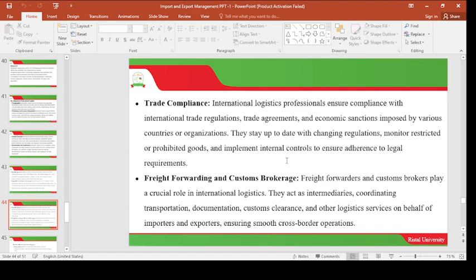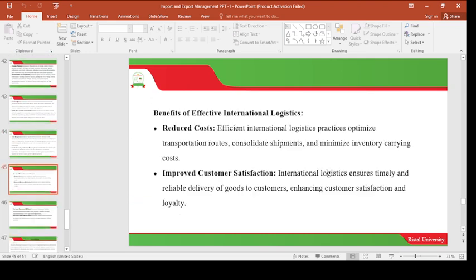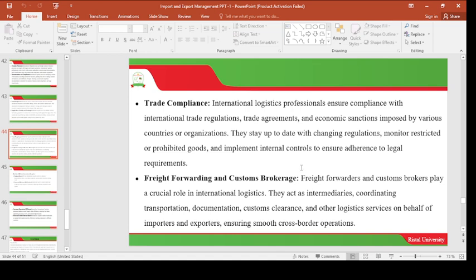So we go to another point, that is freight forwarding and customs brokerage. Freight forwarders and customs brokers play a crucial role in international logistics. Freight forwarders are the companies that organize the shipment of the goods. They are the ones who can locate the carrier for the goods. In other words, they act as intermediaries, coordinating transportation, documentation, customs clearance, and other logistics services on behalf of importers and exporters, ensuring smooth cross-border operations.